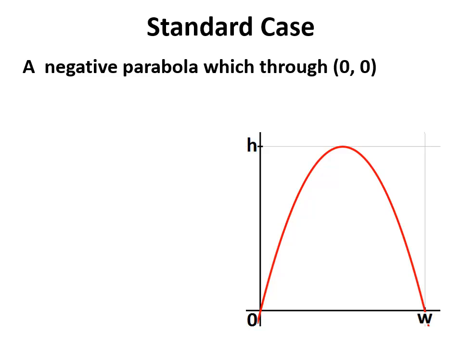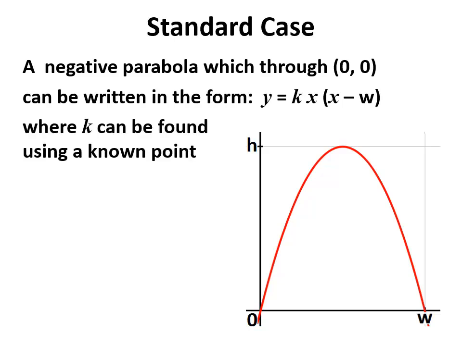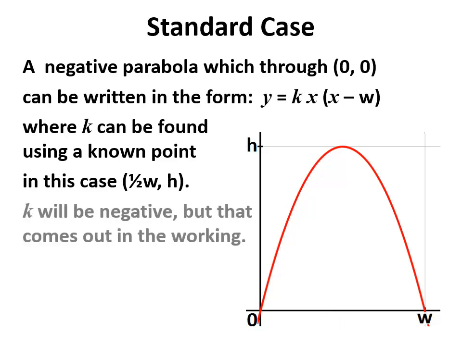The most normal case is a parabola which heads through 0, 0, and then has a turning point along the way, and then intersects back at some other point. So this is the general form of such a parabola. And in this case, we just have to know that halfway along is our turning point because of symmetry. So half the way to w is where it's going to turn. Easier if we just put in values and use the numbers. Again, k is going to be negative, but that comes out in the working.